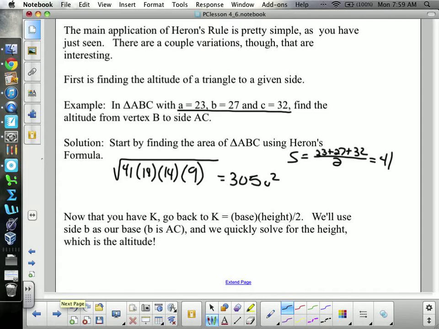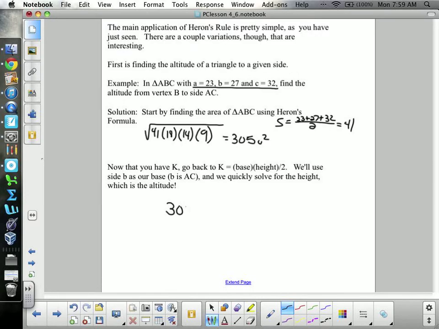Now, area is base times height divided by 2. So 305 equals base times height divided by 2. I just need to know which base to use. Is 23 my base, is 27 my base, or is 32 my base? And here's where it gets interesting, and you just have to do a little bit of thinking. It says find the altitude from vertex B to side AC. Another name for side AC is side lowercase b, right? Because it's across from the vertex.